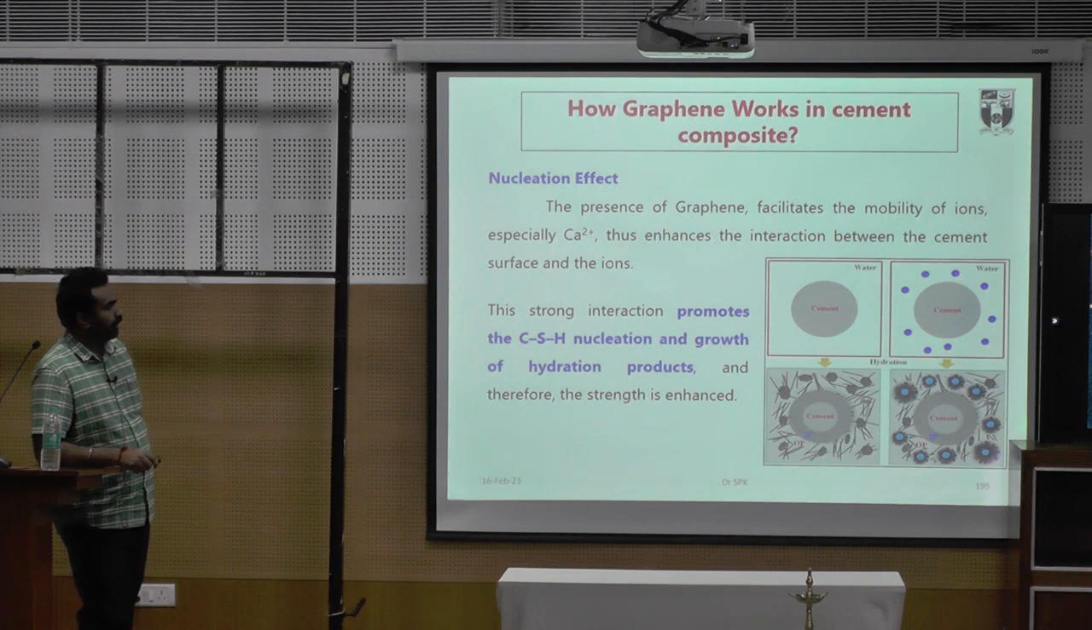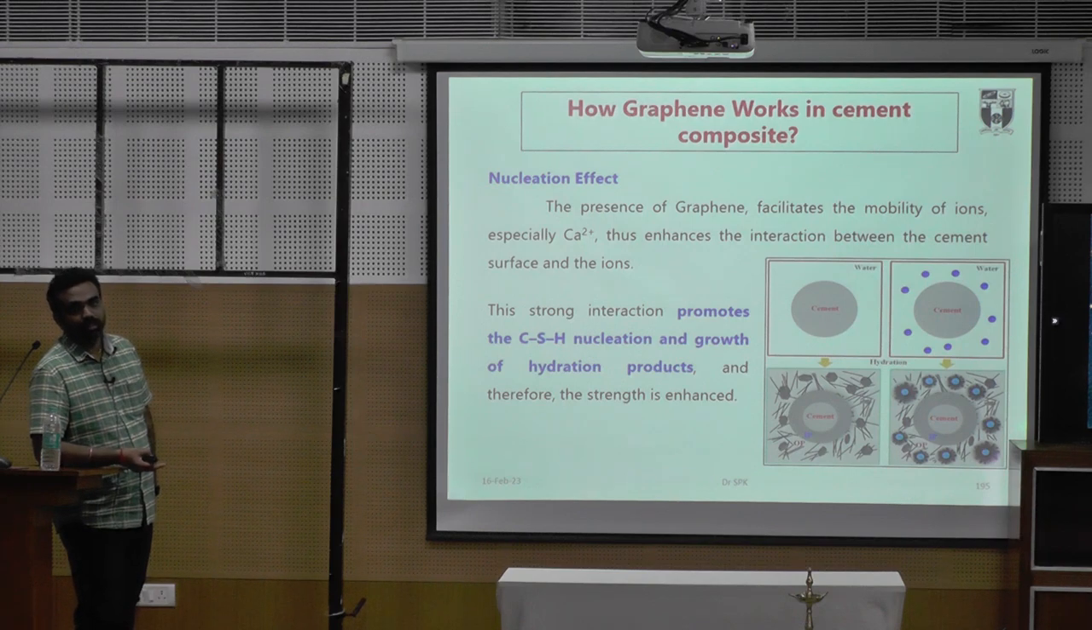This is how graphene works. Cement, water, then there is hydration. If you have graphene particles, then there is a possibility of C-S-H residual inclusions. Keeping graphene as well as SCM is more advantageous to reduce the cost. But we are working on it because graphene is not a very easy material to get from the market. Per kg it is around 8,000 rupees in the market, in the powder form.